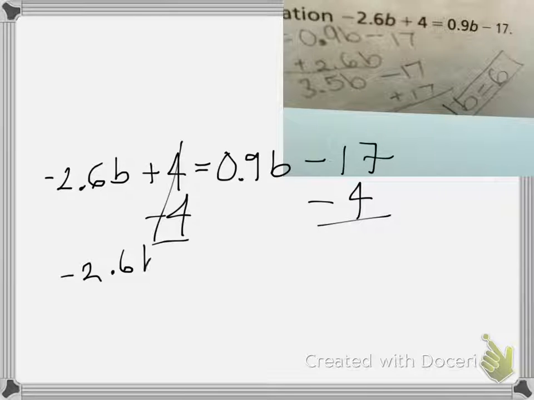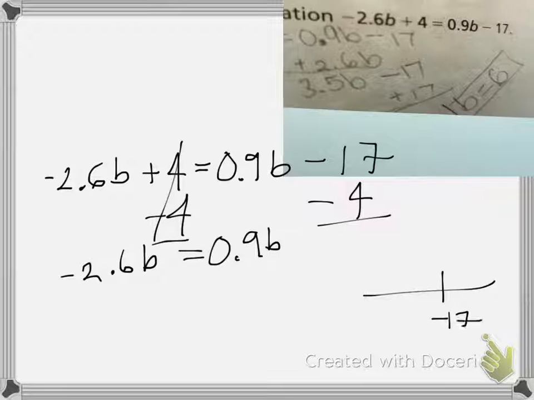So 2.6b equals 0.9b. And then here we have negative 17 minus 4. Well, negative 17, and then you take away 4. It keeps going down to the negative, remember? So if you're standing at negative 17 and you take away 4, it's going to get to negative 21 or so, because you keep taking 4. There's negative 18, then 19, then 20, then 21. So you count 4 times, and you get to negative 21. All right, so negative 17 minus 4 is negative 21.